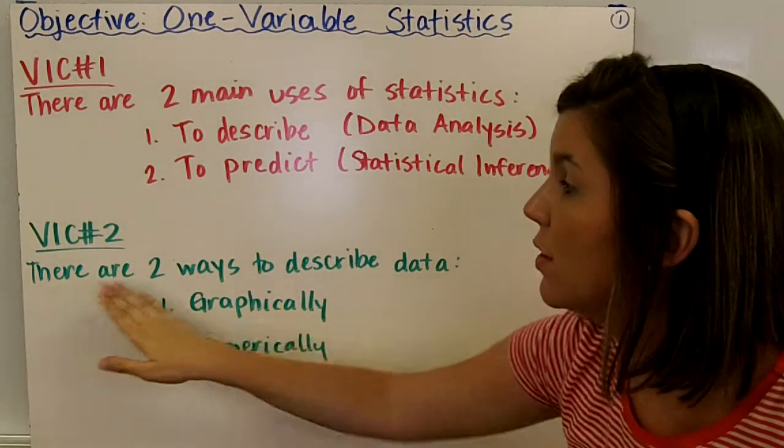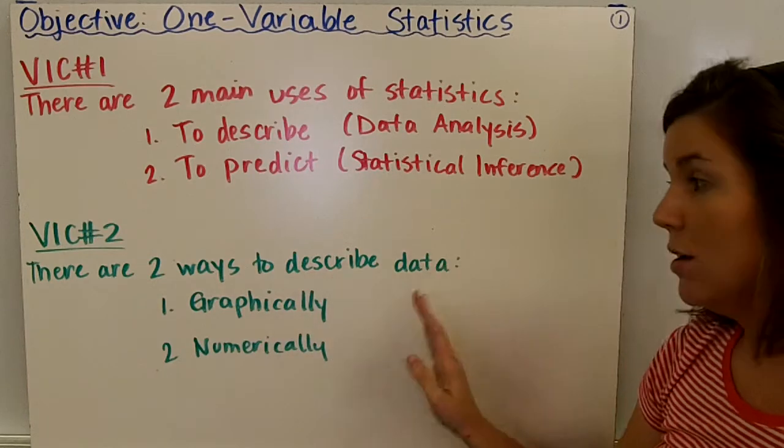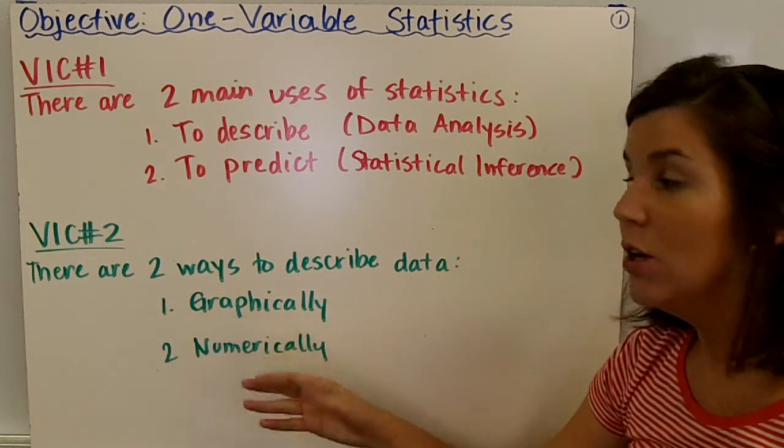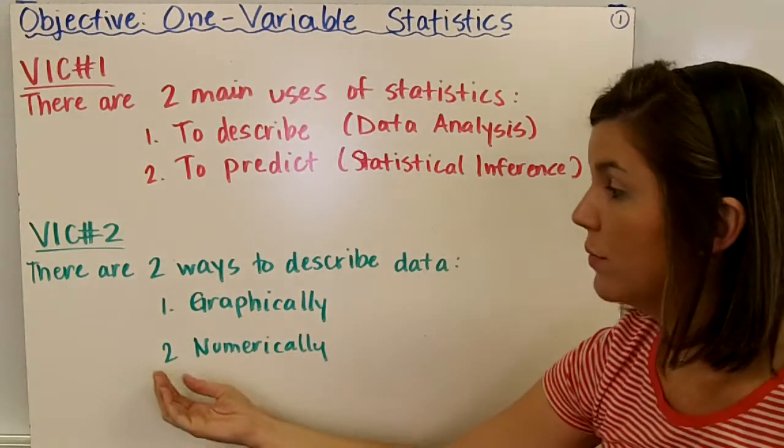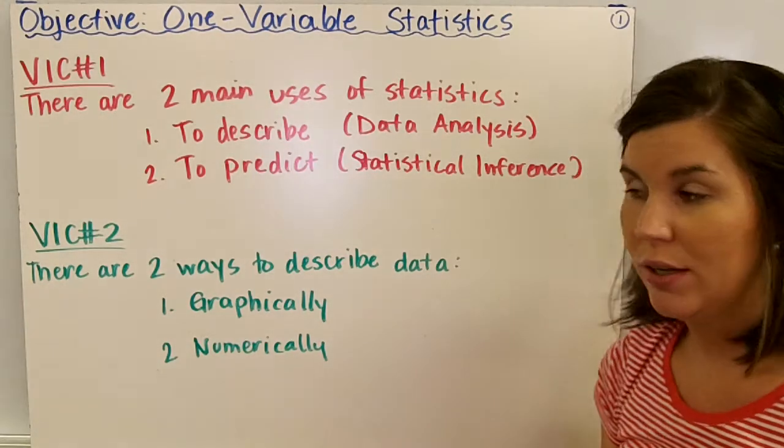Vic number 2. There are two ways to describe data. First one, graphically. You've seen lots of graphs of data before. Number 2, numerically.